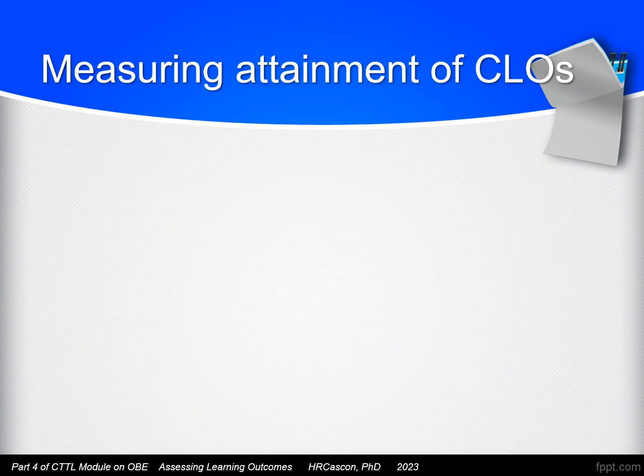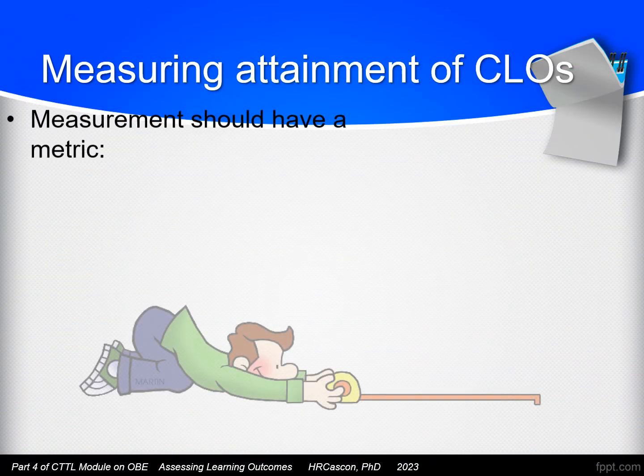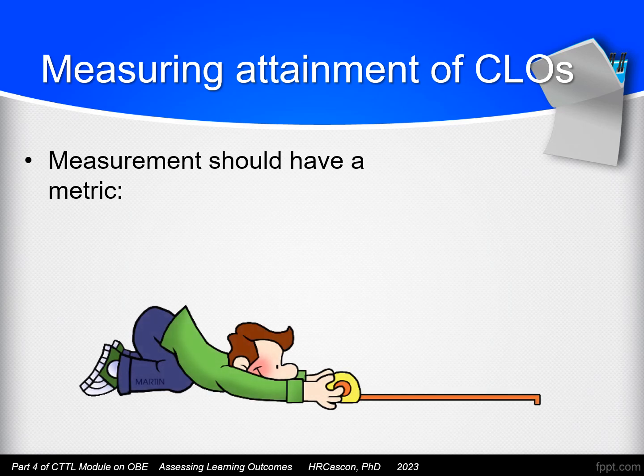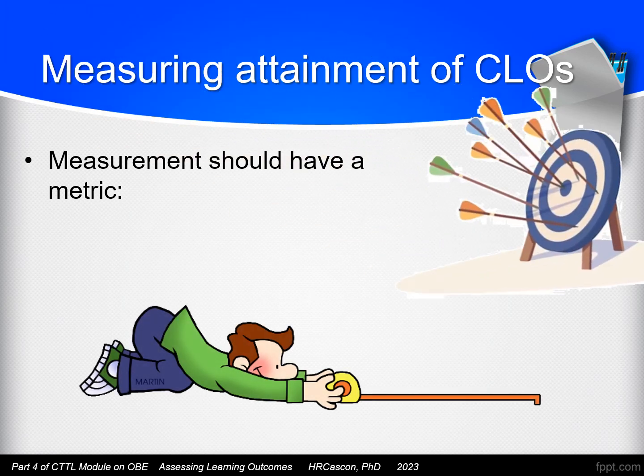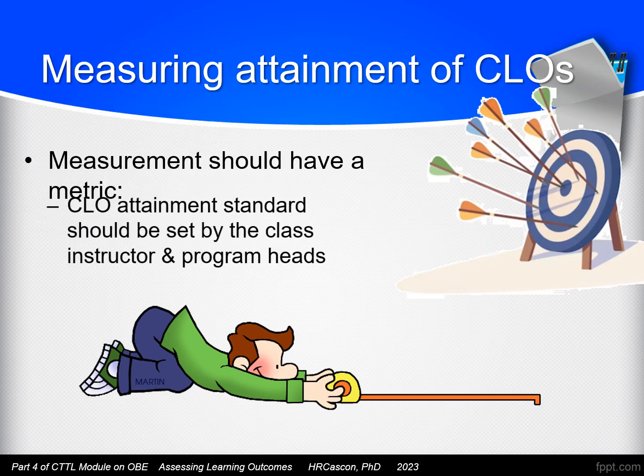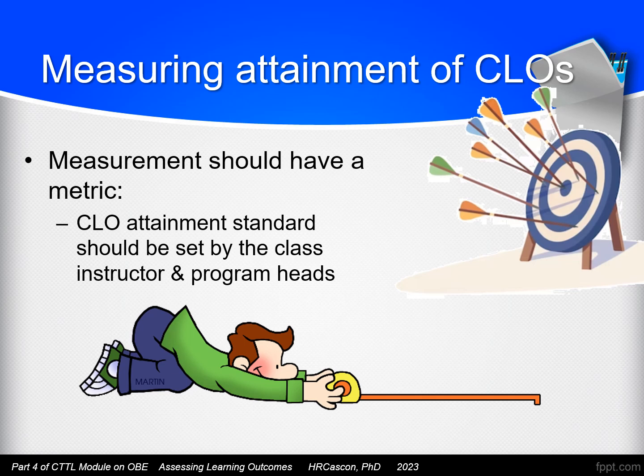Now, if our intention is to measure something, then there must be a meter stick which we use to quantify what we are measuring. It follows that there must be a target that we set and aim for. Choosing the meter stick and the attainment target is decided by the program heads, in consultation with faculty members.